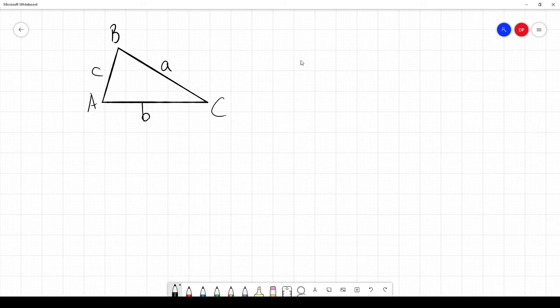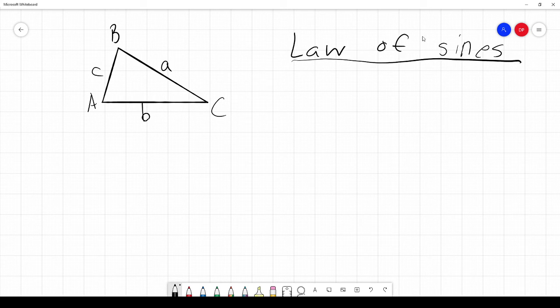Alright, so today we're talking about what we call the law of sines.